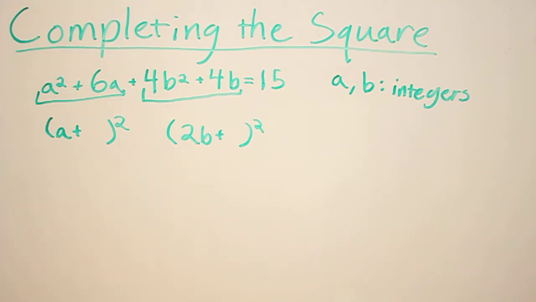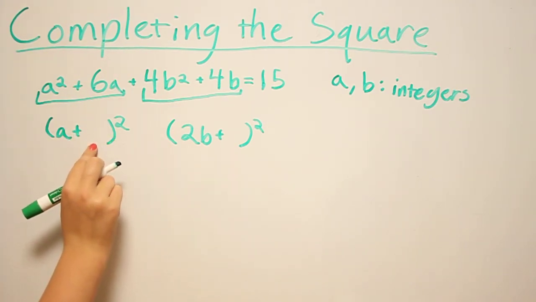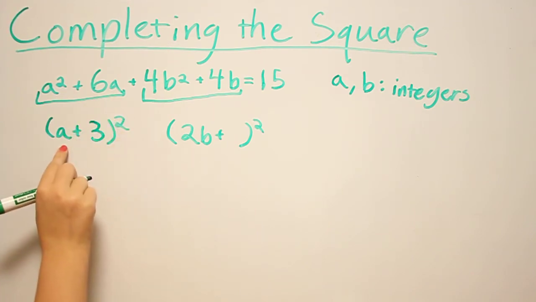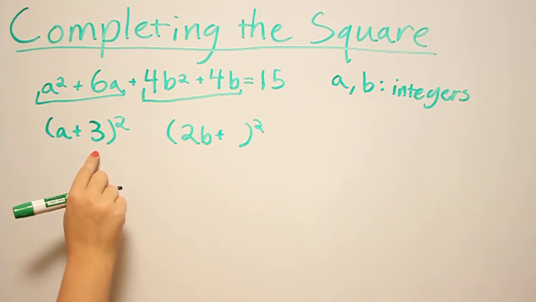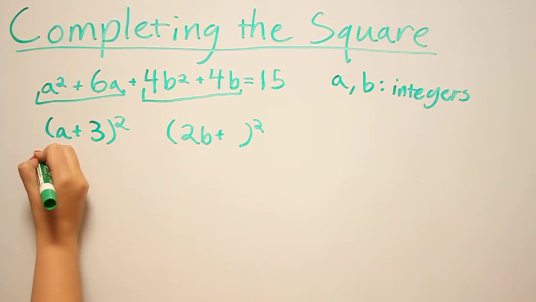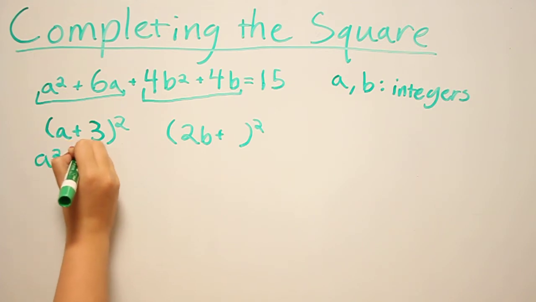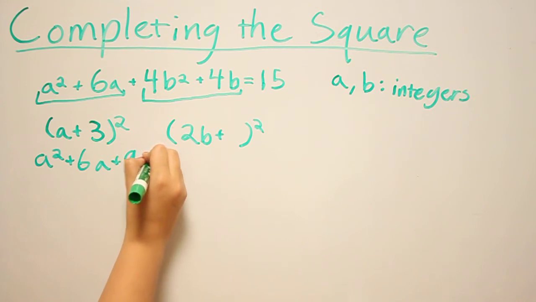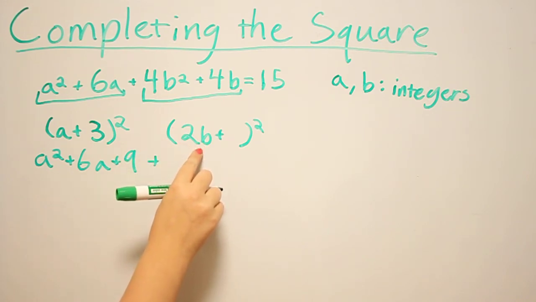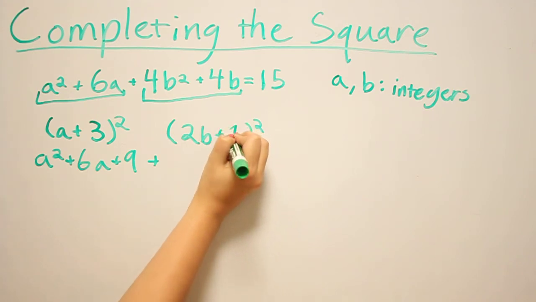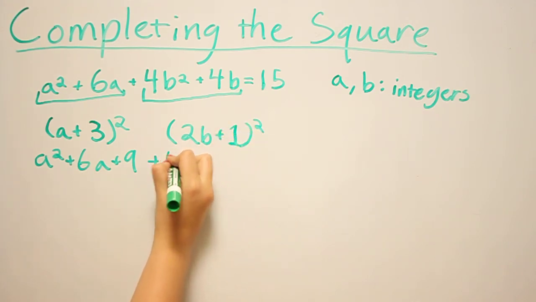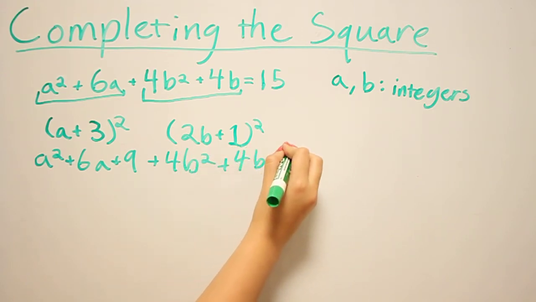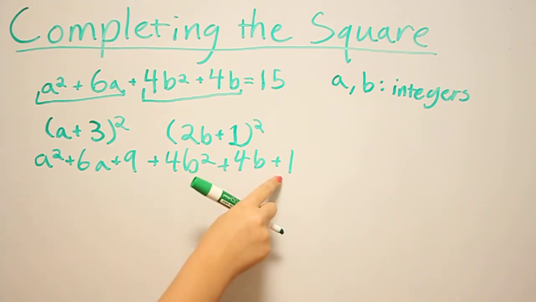Well, the thing we'd have to fill in here to get 6a would be 3, because you have the a times 3 term twice when you square this out. But that would actually give us a squared plus 6a plus 9. And similarly over here, what we'd want would just be 1. But that would actually give us 4b squared plus 4b plus 1. So what do we do with this extra 9 and 1?